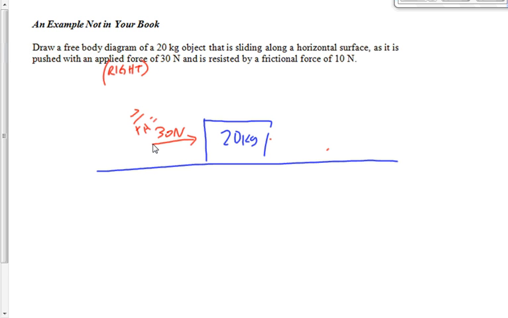Who's going to come up and draw that one for me? All right, Lewis. Frictional force of 10 newtons.